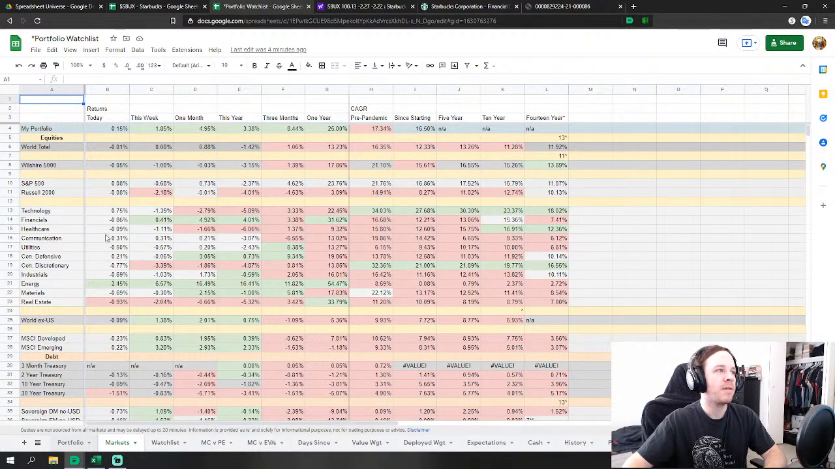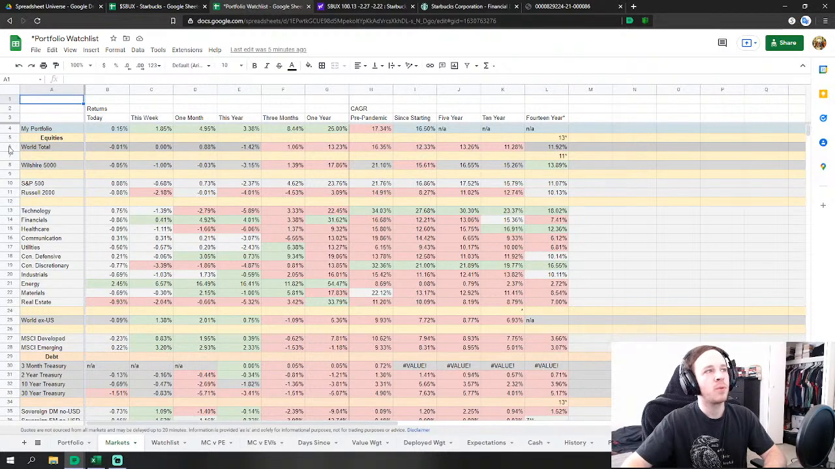But now I've put this together again, fixed a few of the problems I had with the previous spreadsheet, and I plan to go over this a little bit at the start of every stream, or at least once a week. So basically, to explain this, we have returns over various periods for a variety of different asset classes and markets. And we have my own portfolio at the top.